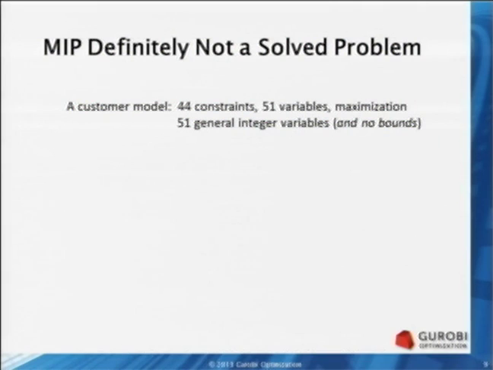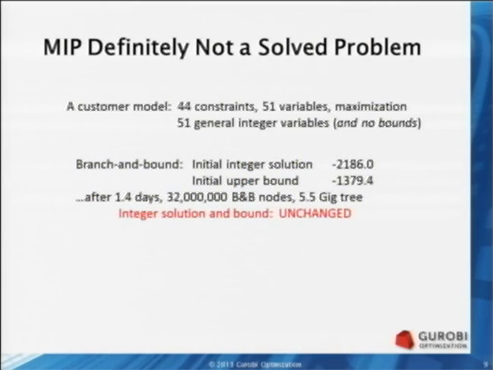So MIP, I probably don't have to say this, but MIP is definitely not a solved problem. Here's one extreme example. Here's a customer model with 44 constraints and 51 variables. The variables are all general integers. Modest size problem. If you solve the root node, it's fairly easy to find an integer feasible solution with objective 2186. This is found with a heuristic approach. The initial lower bound is negative 1379.4.